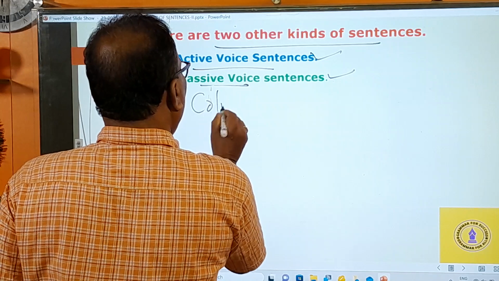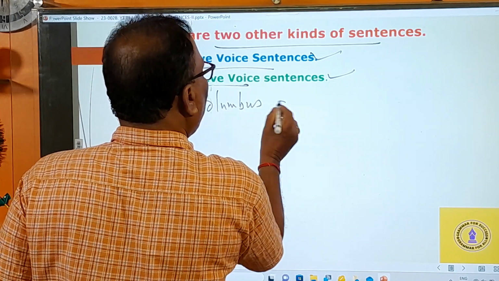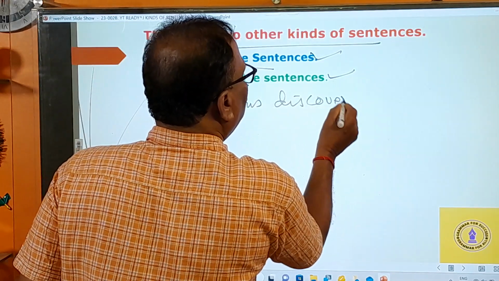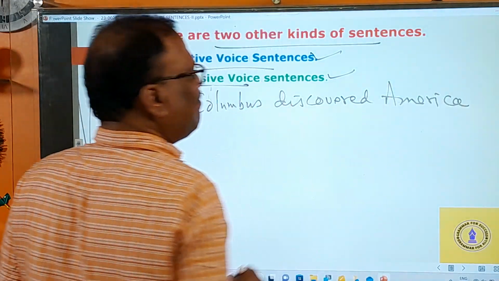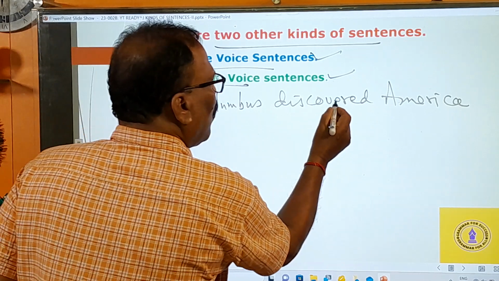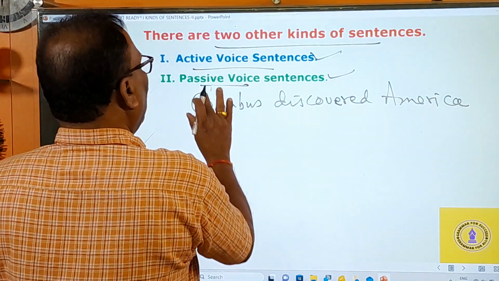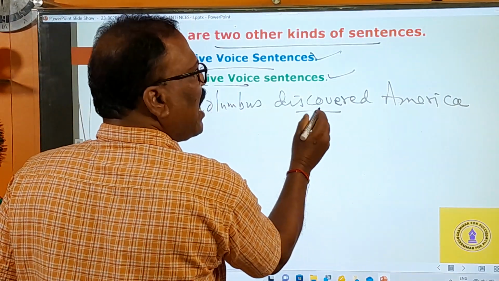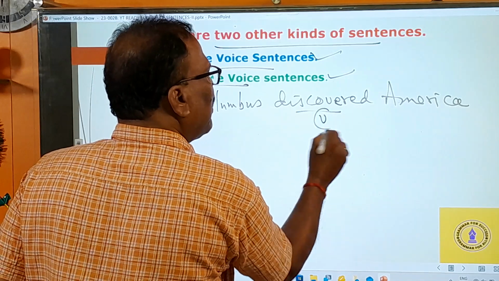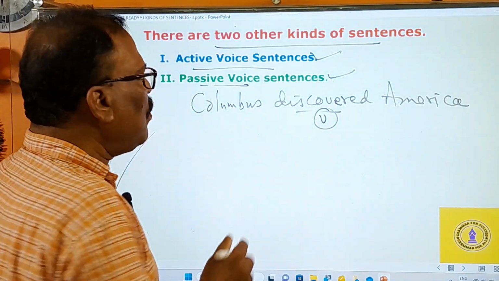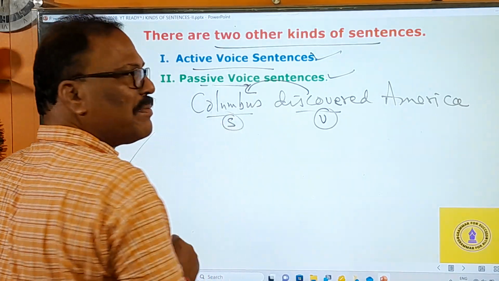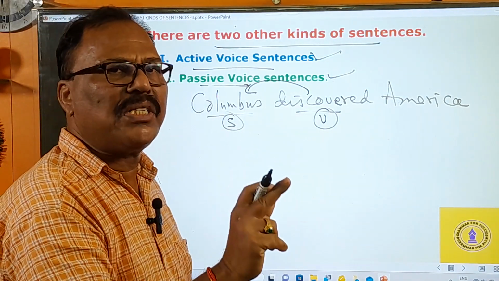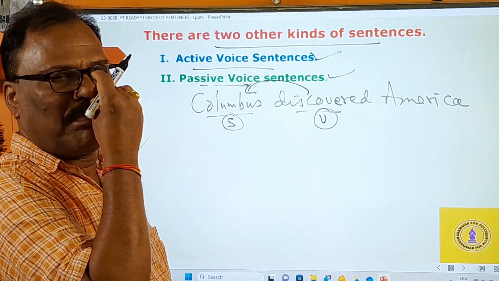Columbus discovered America. This is a popular example. Who is the doer of this action? What is the action here? Discovered. It's a verb, right? Who is the doer of this action? Columbus. This is the subject. The doer of the action is always the subject.